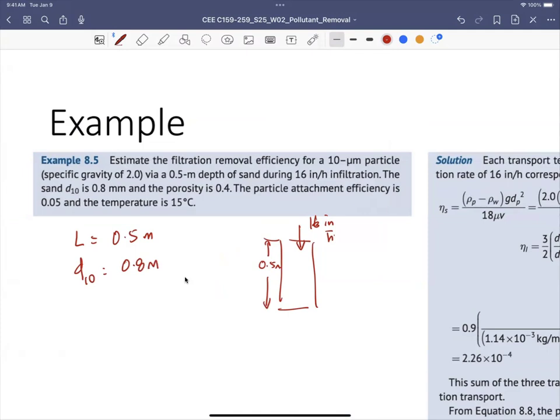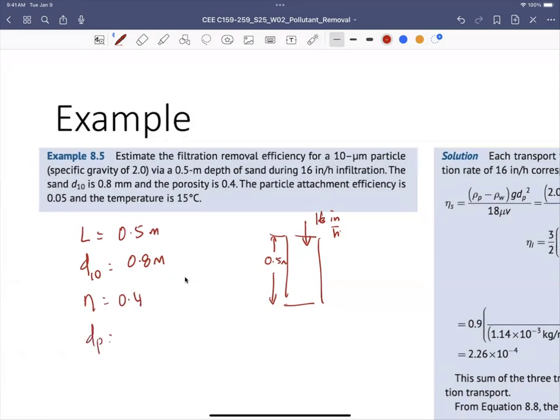What that means is only 10% of the sand is smaller than 0.8 millimeters. And the porosity is given as 0.4, and the size of the particles is given as 10 micrometers, and the particle attachment efficiency alpha is 0.05. What that means is only 5% of the collisions resulted in attachment. Temperature is 15 degrees Celsius.